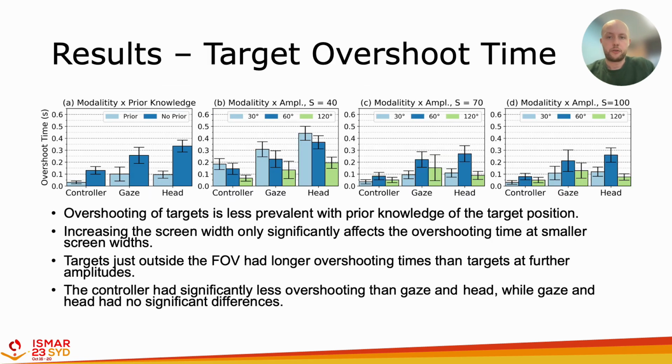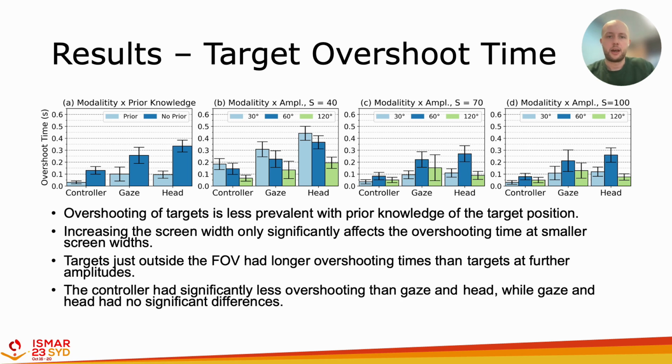So overshooting of targets is less prevalent with prior knowledge of the target position, as has also been shown in previous work. Increasing screen width also only significantly affects overshooting time at smaller screen width. So we found a significance between 40 degrees and 70 degrees screen width, but not between 70 and 100 degrees screen width.